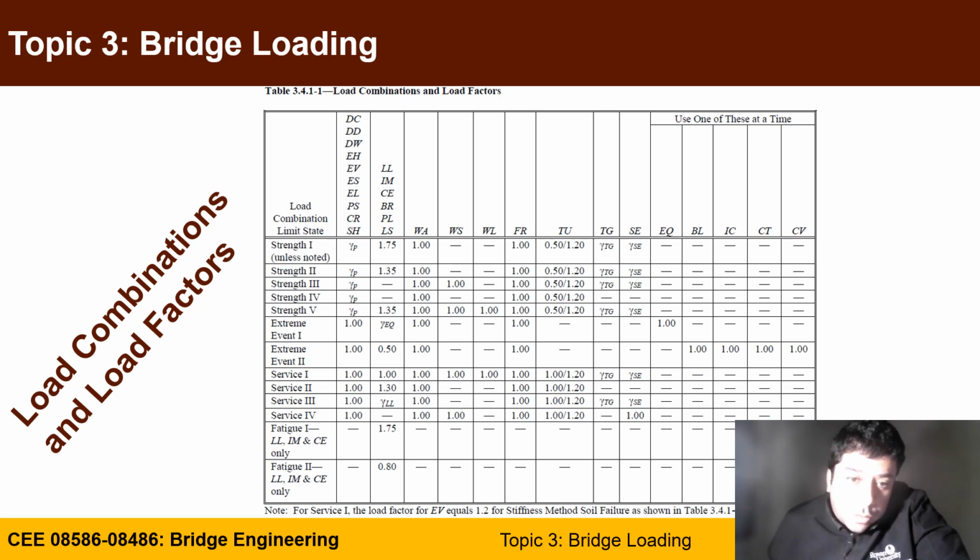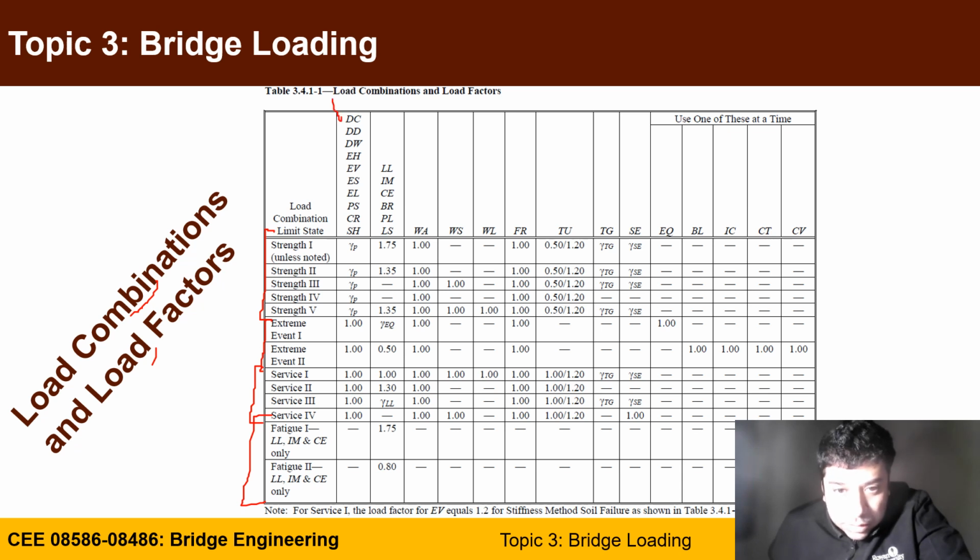So if you go to Table 3.4.1-1, you have the load combinations and load factors. Okay, you have the strength load combinations or limit states. You have five of strength: I, II, III, IV and V. Extreme 1, extreme 2. You have four of service: 1, 2, 3, and 4. And you have two of fatigue, fatigue 1 and fatigue 2.